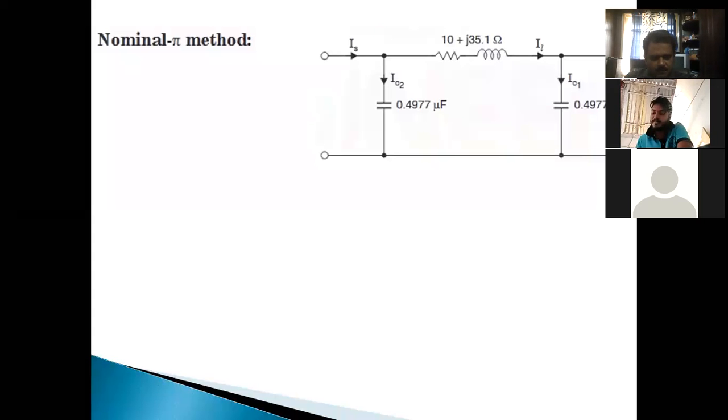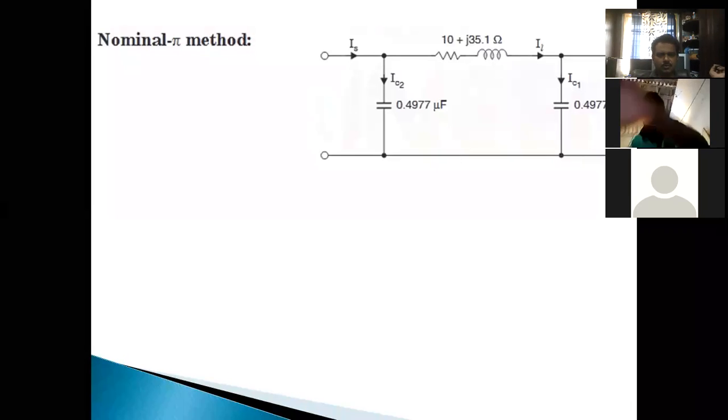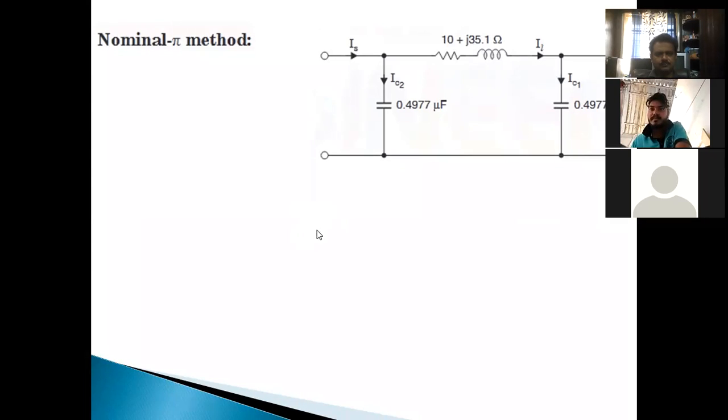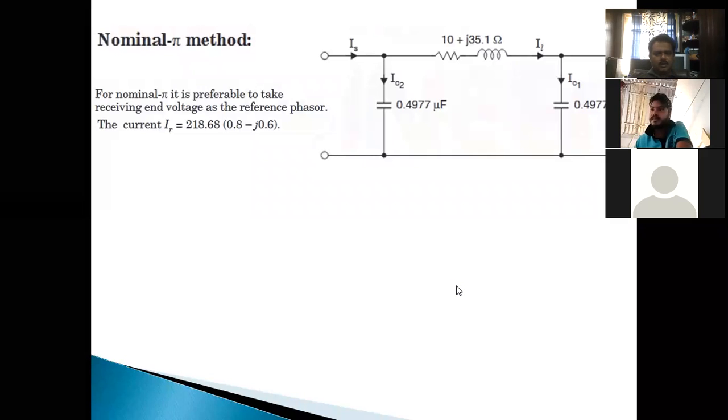Okay, tell me the next step. It is a simple application of networks, that means KVL, KCL and also Ohm's law. Okay, that is the receiving end current. So already we have calculated.